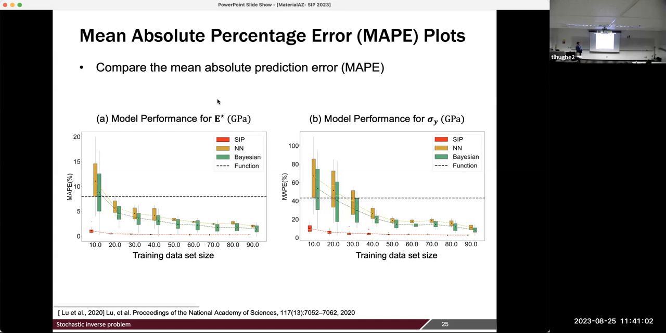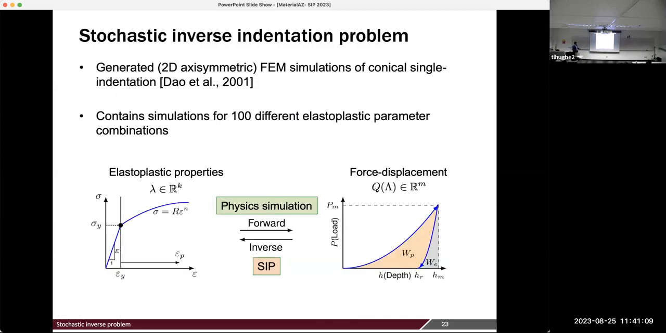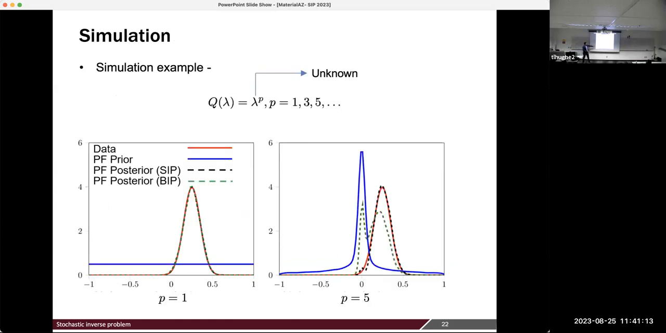So let's go back. If I go back to this example, you really want to match this red curve here. Bayesian gives you the green dotted line, which does not match with the red curve.